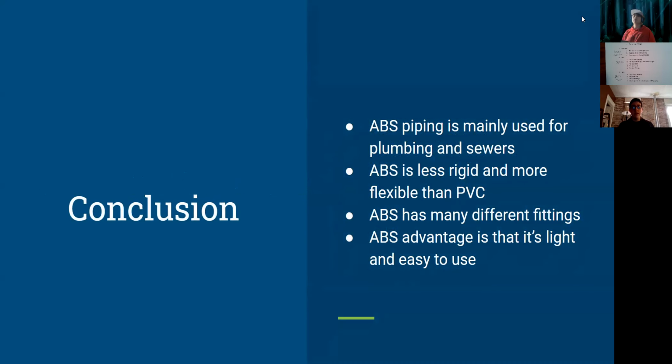So, in conclusion, ABS piping is mainly used for plumbing, sewers, and protecting electrical wires. ABS is less rigid and more flexible than PVC. ABS has many different fittings and can also be attached to stainless steel and other steel pipes. And the advantage of ABS is that it's light and easy to use, and the disadvantages are that it's less rigid and is susceptible to photodegradation in the sun.